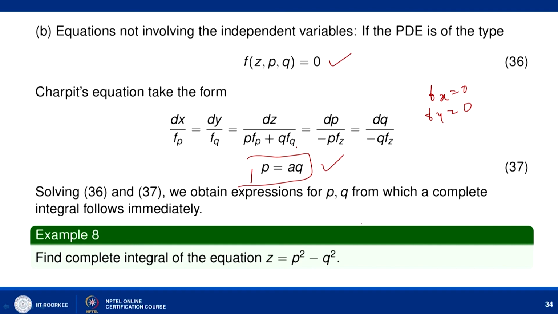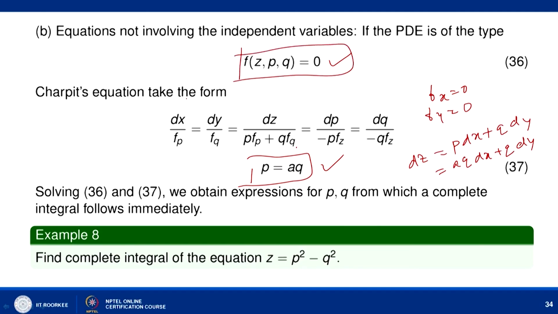So one relation, p equal to aq, comes, and using this and the original PDE, you can solve for p and q, and you can find dz equal to p dx plus q dy. So here we can write aq dx plus q dy. So you need to find only q, which we can find using the first order PDE, and we can find our relation.